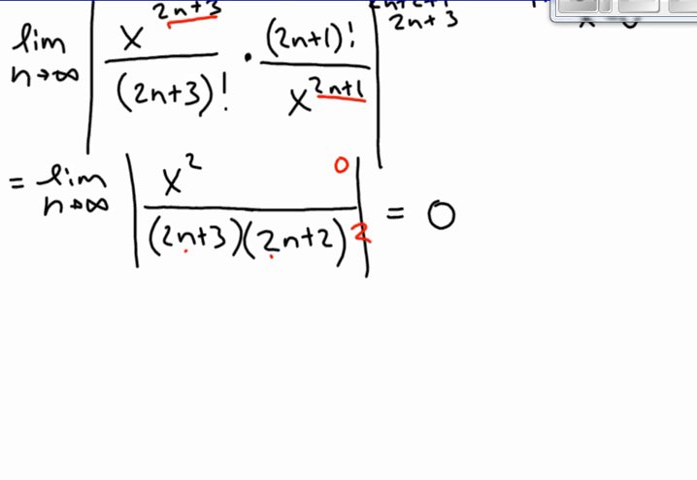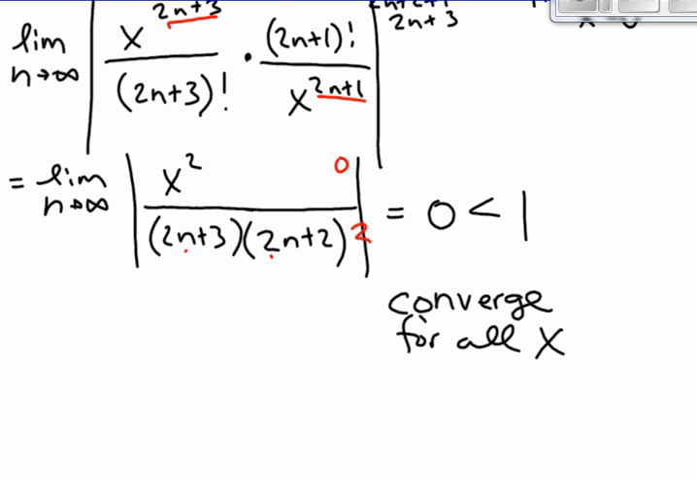Okay, since our limit is 0, 0 times x squared, it doesn't matter what x squared is, you're always going to get 0. And when we compare to 1, 0 is always less than 1. So similarly to question number 2, except it will converge for all x instead of diverge. So this converges for all x, and therefore our radius would be infinity.